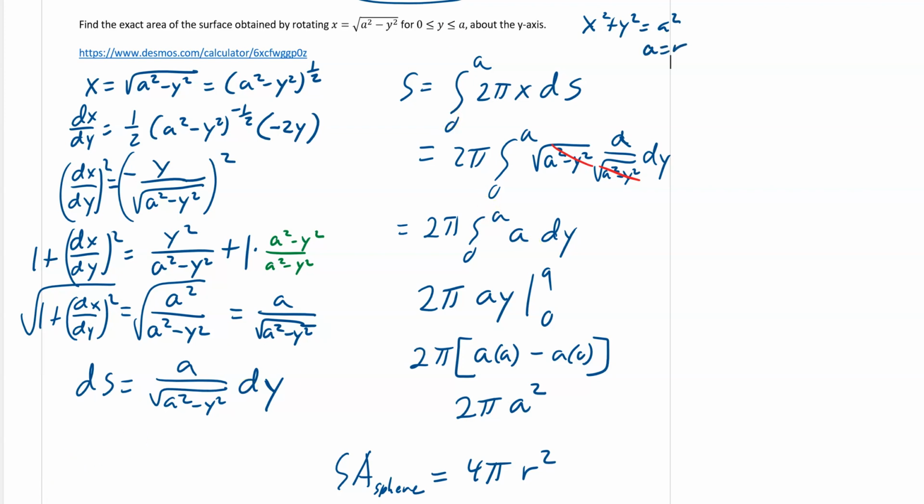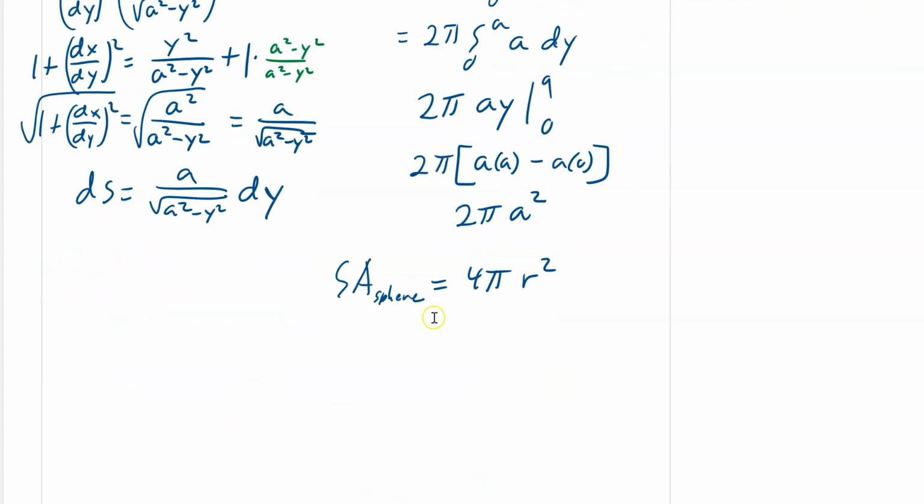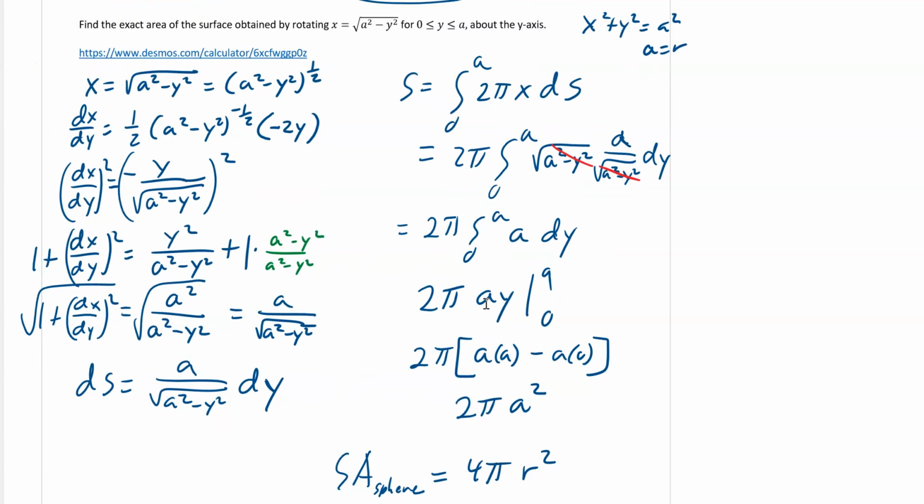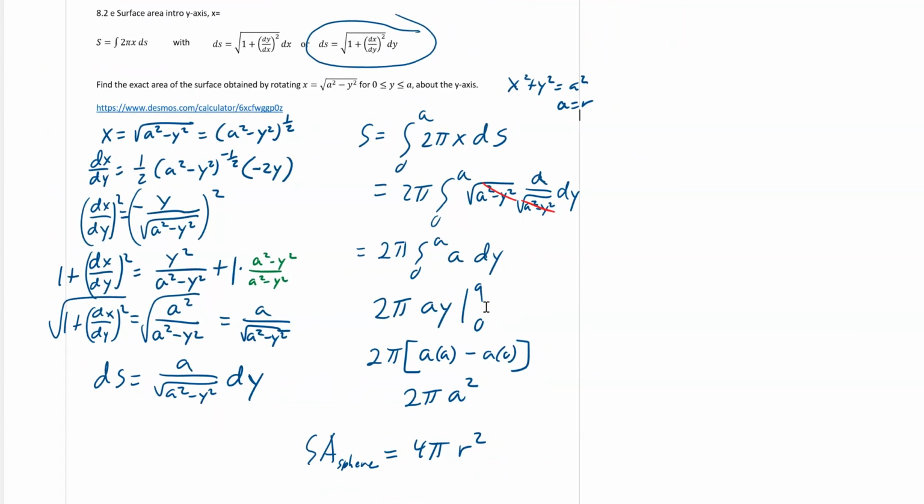So if you took that circle, all we have to do is take a quarter of a circle and rotate it and double it. We just found the formula for the surface area of a sphere. Pretty cool, huh?